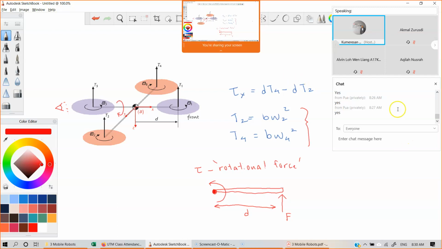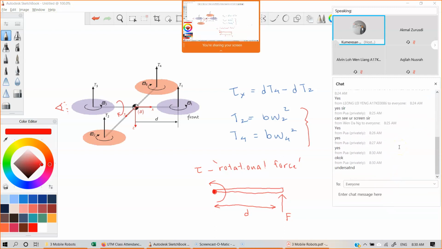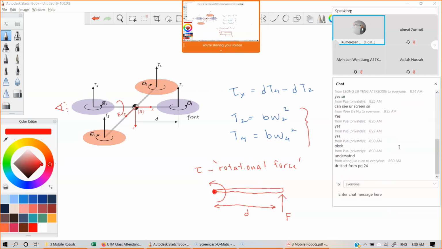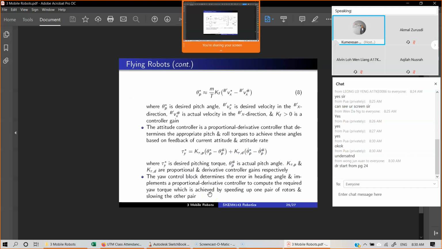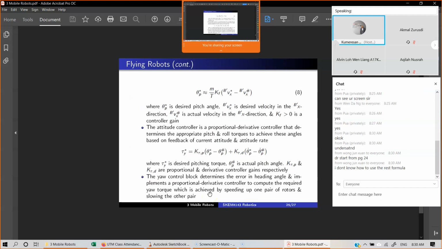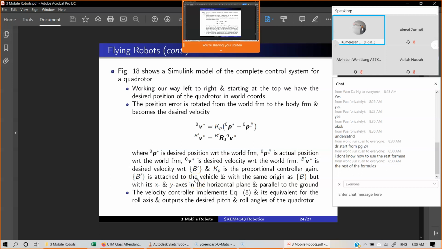What is that? Okay. All right, Pua says okay, understand. All right, so any other question, or else we can stop, because I've explained enough. Doctor, start from page 24. And then what? What is the question? I don't know how to use the rest of the formula. I've just explained to you, right? I've just explained.